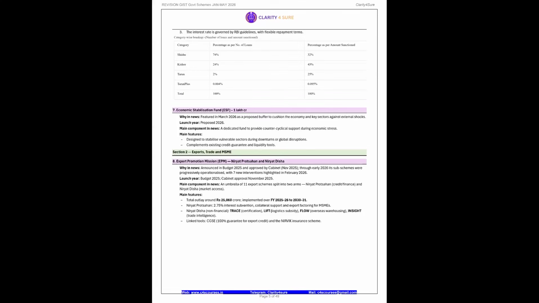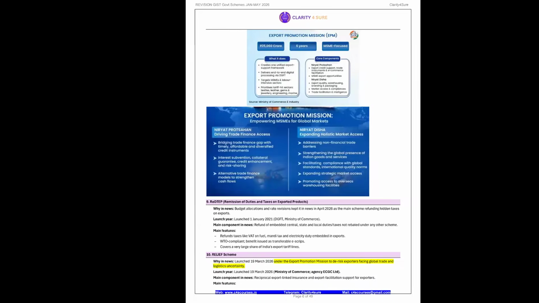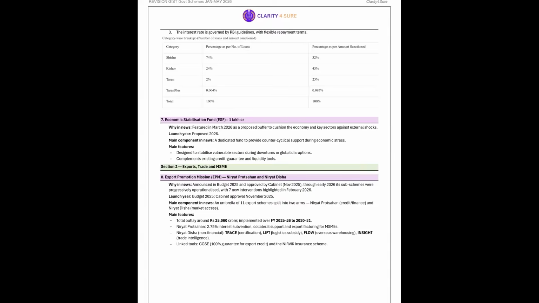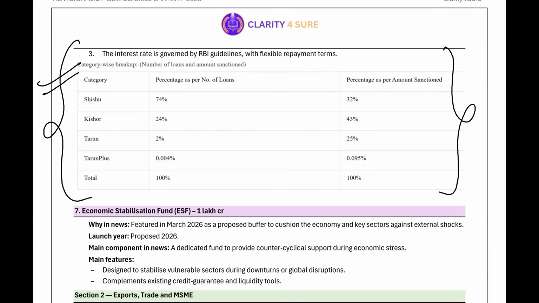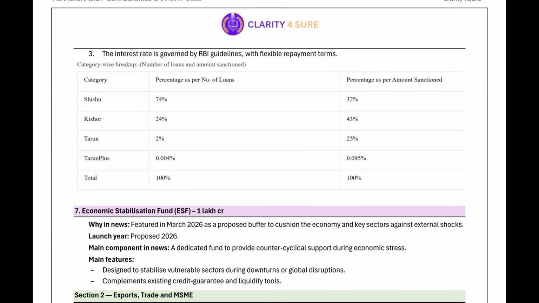Don't think that I will be teaching everything in gist. Don't think that I will be teaching everything. Why? Because it is a gist class. ठीक है? So please try to understand. The interest rate is governed by RBI. अब ये interest rate, this table you have to note it down, right? You have to look at it 2 or 3 times. Shishu, Kishore, Tarun Plus. Total में percentage as per loans and percentage as per amount sanctioned. You have to look at that 2 or 3 times. You don't need to understand it. You just look at it कि अगर ऐसा कुछ आया, so आपकी subconscious mind in the examination hall is working. Is it clear? You can take the correct option over there.